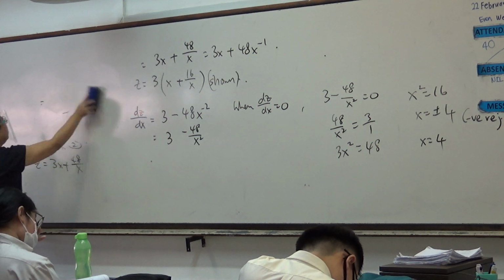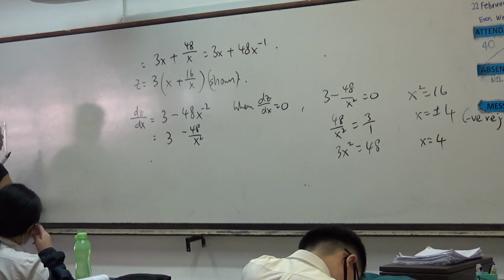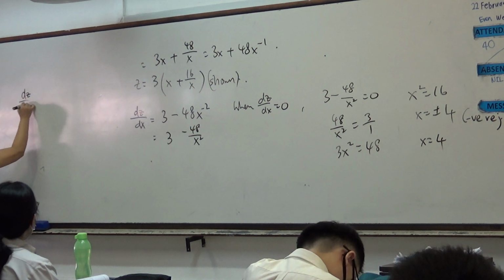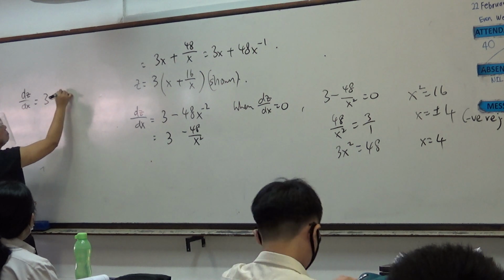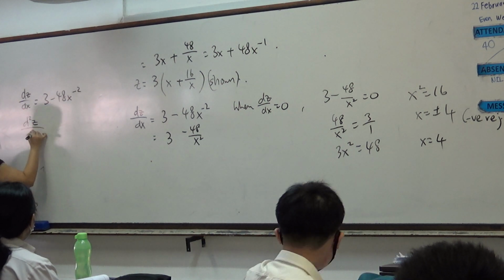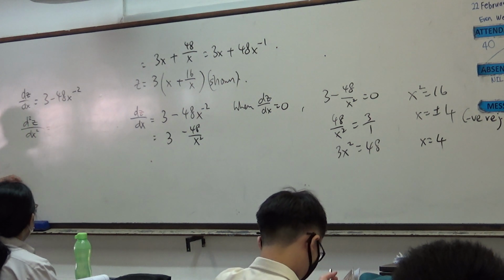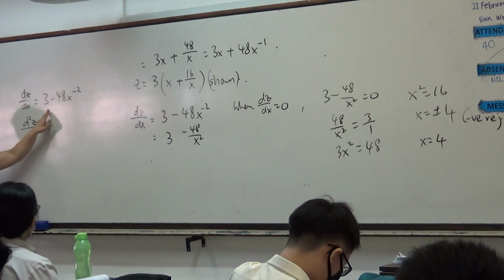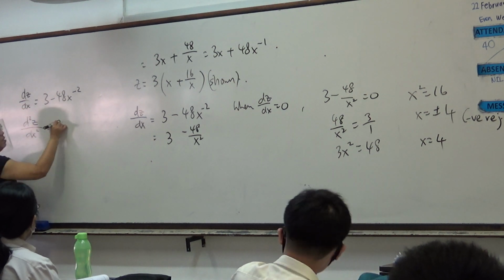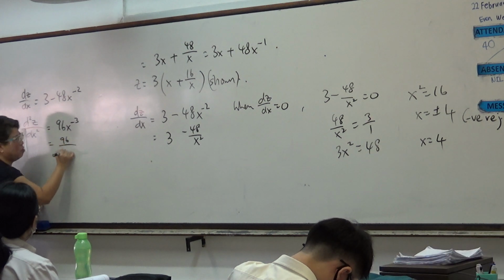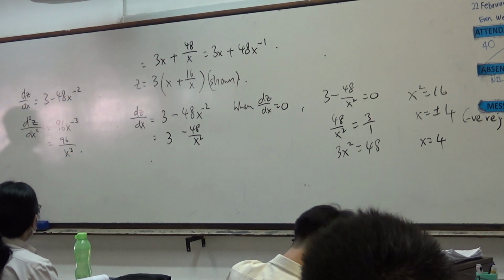You can either use the first derivative or the second derivative. But look at dz/dx. This one, if I want to find d2z/dx squared, is easier, right? Can you see what I'm talking about? When I differentiate this, what is this? 0. What is this? 96x to the minus 3, right? So it will be 96 over x cubed, correct?